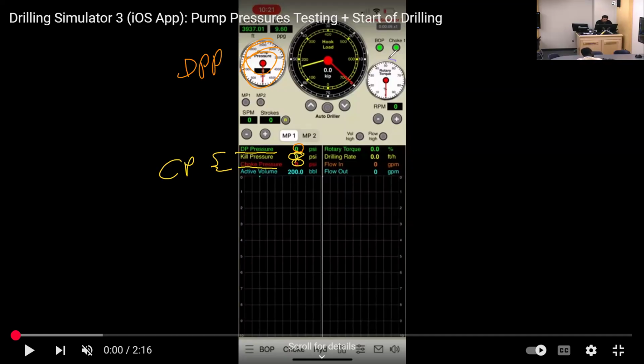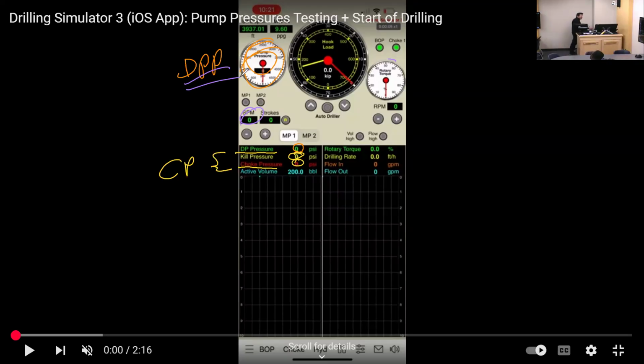Before we go to the rotary torque, let's go to SPM, which is how fast you are circulating. This is what you are really manipulating. You are pumping with strokes per minute, you control this, and this is what is changing the DPP. Okay, if you want to increase DPP, you don't increase it directly. You don't tell it to go from this PSI to this PSI. You just pump faster, more strokes per minute.